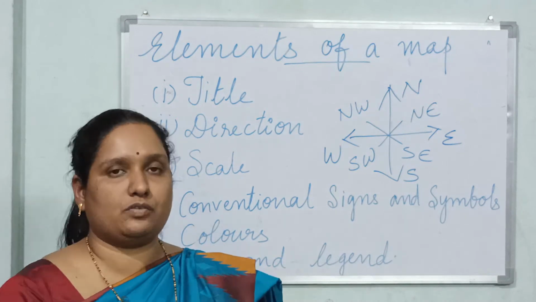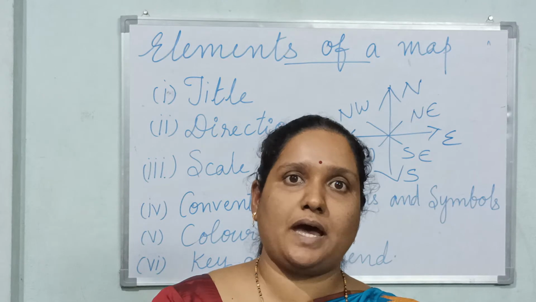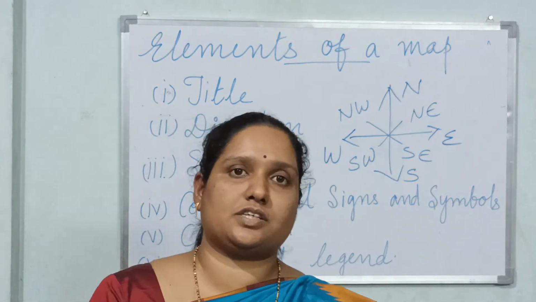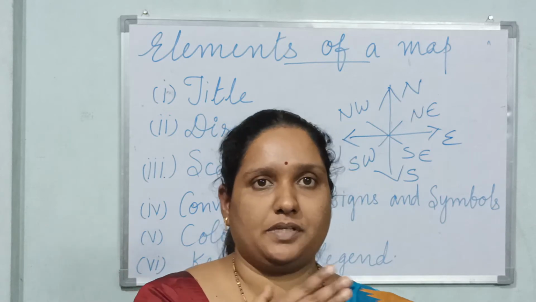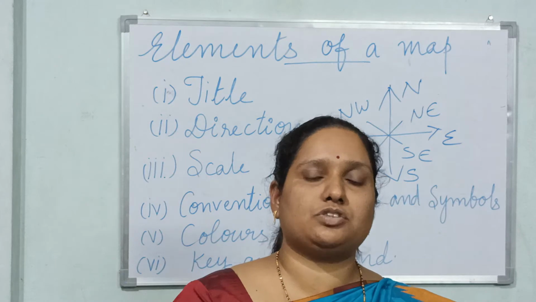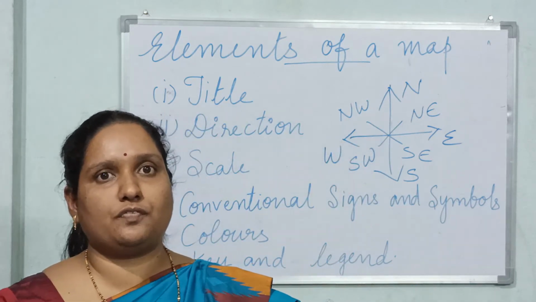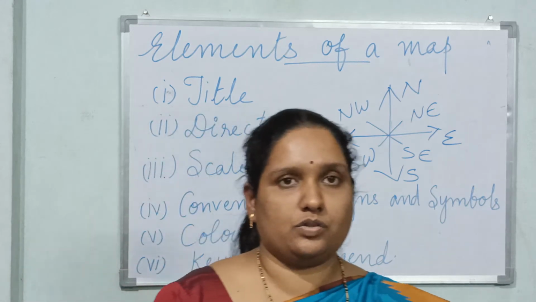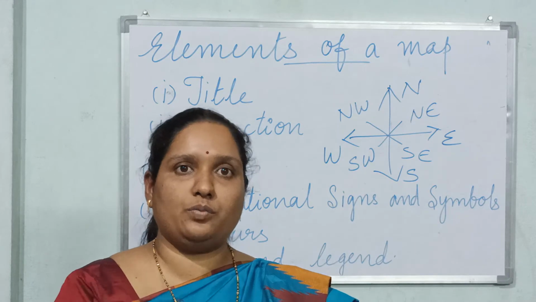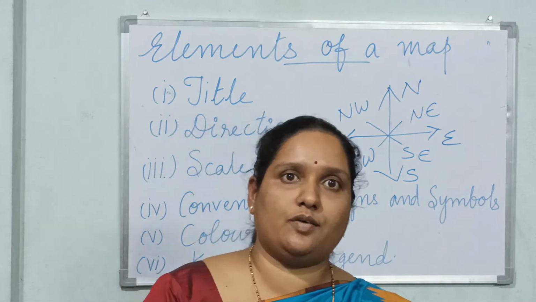Scale means the calculation. Every map has its calculation, or every map shows the land distance or the ground distance and its ratio to the map distance. That means most of the maps usually use centimeters. 1 centimeter on the map is equal to 10 kilometers or 20 kilometers or 5 kilometers on the ground. So that ratio or that calculation, how we can find the distance on the map and on the ground, is called the scale of a map.